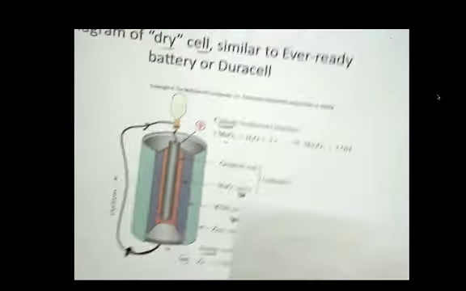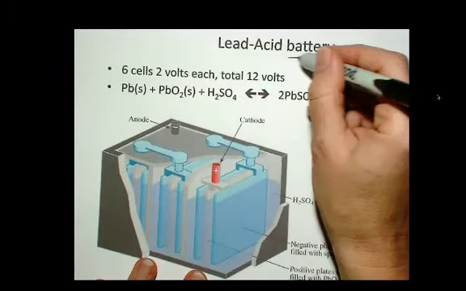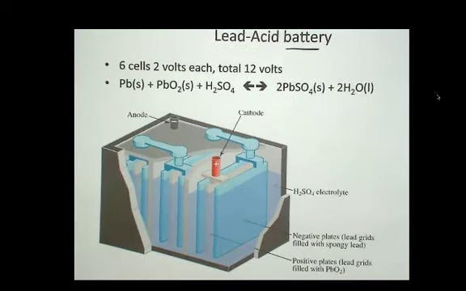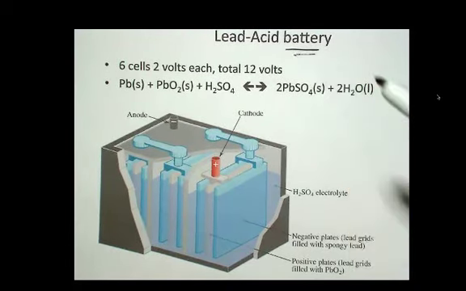This next example is really the first example of a true battery. And that's the lead acid battery. That's the one that would be your car battery. And the reason why a battery is called a battery is because it's a series of electrochemical cells.